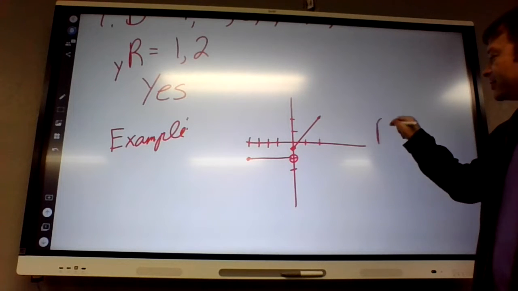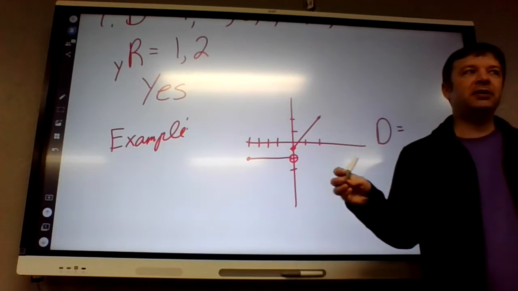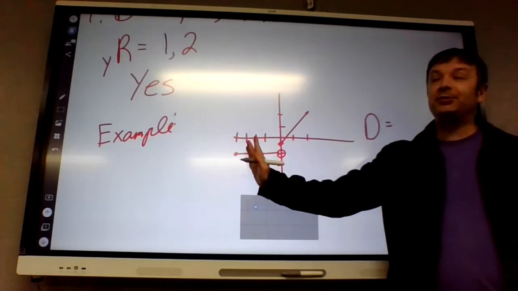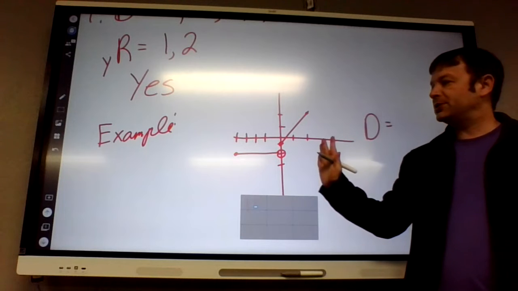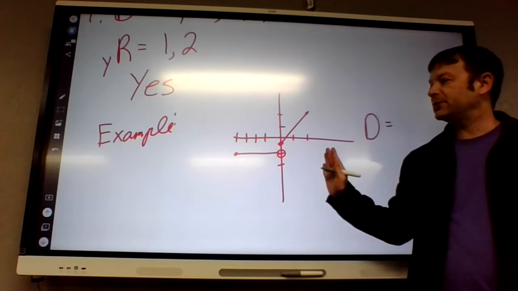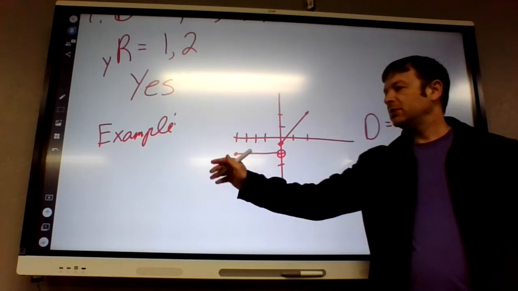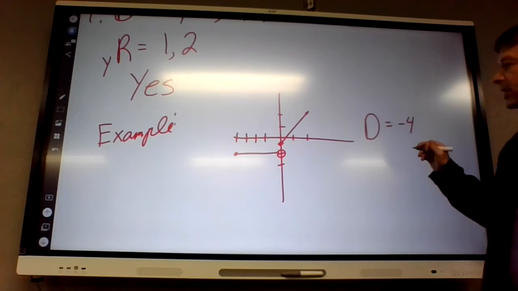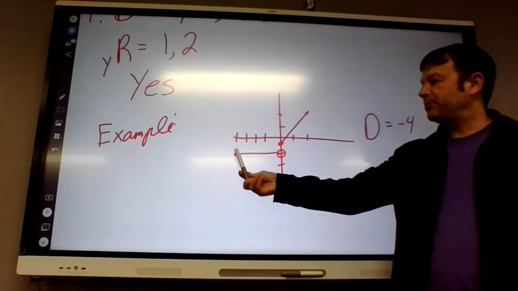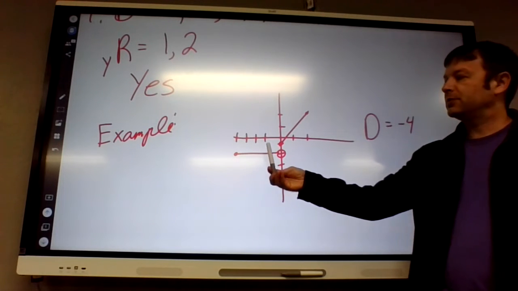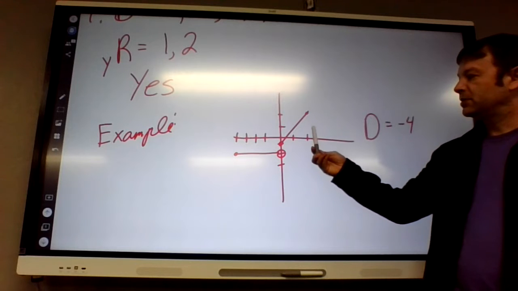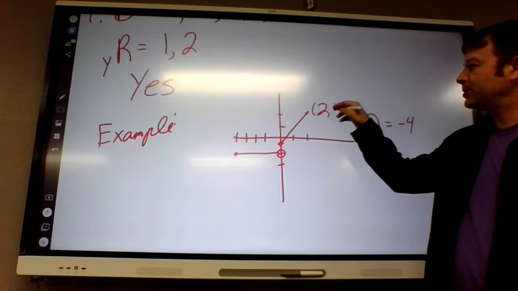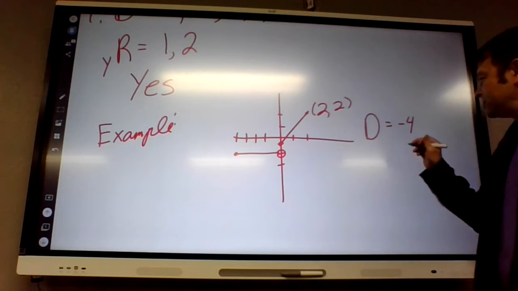So for the domain for this one, you definitely need to pay attention because this part confuses people. We're talking about x values. So what is the lowest x value on this graph? -4. That's how far left it goes. Okay. What's the biggest x value on this graph? +2. This point is supposed to be at 2, 2. So it goes all the way 2 to the right.